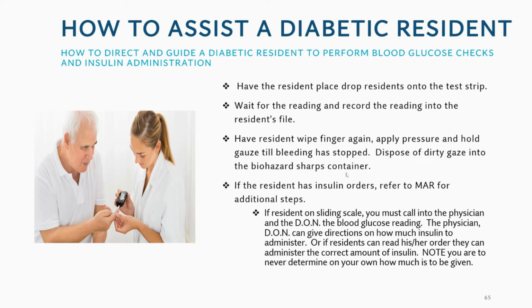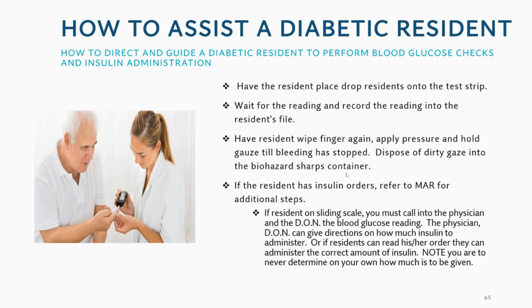that sharps container. That is one thing that can go into the sharps container, is anything that is biohazard that has any bodily fluids on it. If the resident has insulin orders, this is where you're going to refer to the MAR for additional steps. Once again, if they're on a sliding scale, the resident needs to be able to help you interpret what dosage of medication they should be getting.